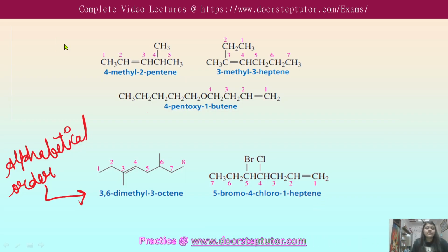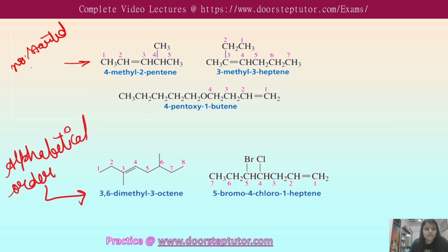Just consider the first example, that is 4-methyl-2-pentene. In this example, the numbering starts from the left hand side. From this carbon, the numbering is started, and we assign the IUPAC name to this particular compound as 4-methyl-2-pentene. But why haven't we started the numbering from this side? A methyl group is also present on this side. So why have we started the numbering from this side?